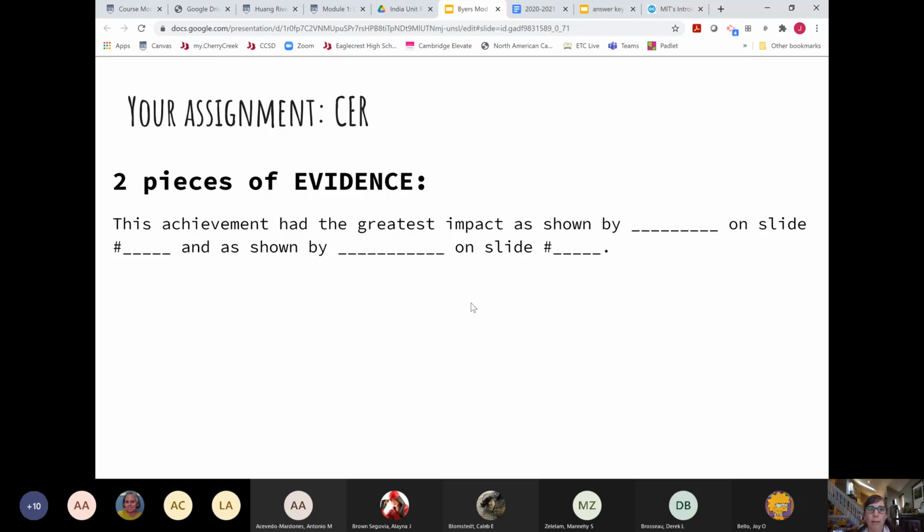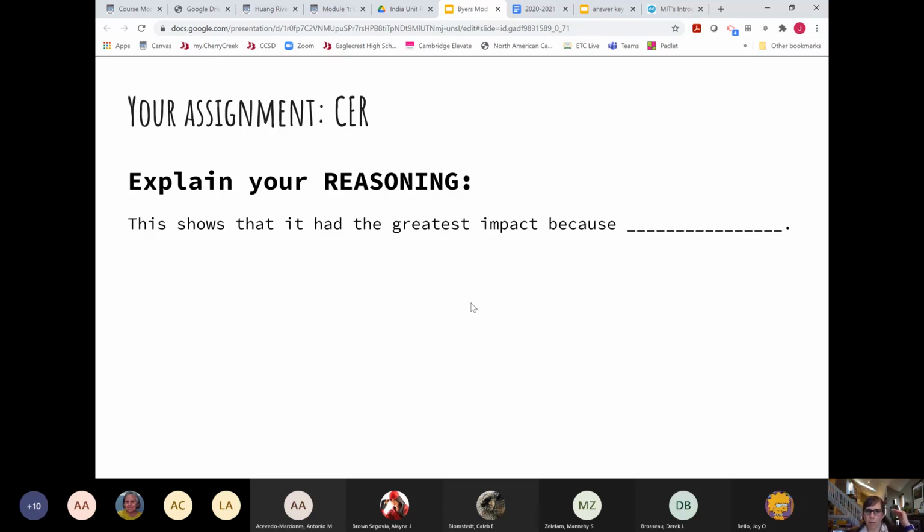Okay, and the last piece, because now you've given your strong opinion about which advancement was the most important, then you've used evidence from the information that I've given you. Now you need to explain why that evidence backs up your claim. So explain your reasoning. You can use this sentence stem: This shows that it had the greatest impact because blank. So why is that evidence important in showing that your claim is true? Write some quick notes or write your sentence if you like.